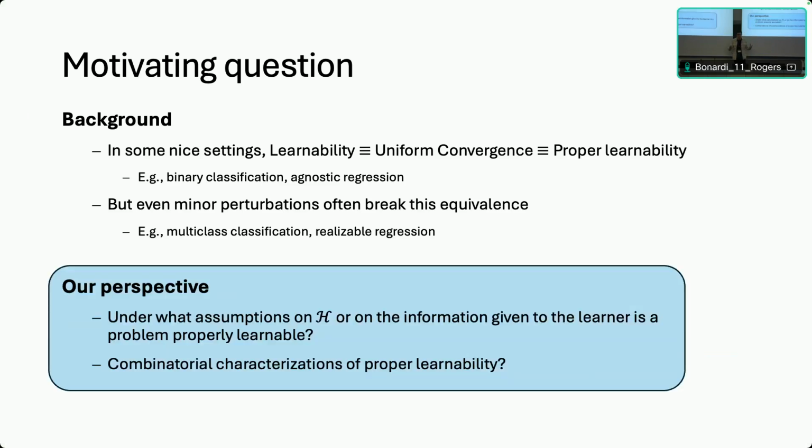So our perspective is, under what assumptions on H, or on the information that I give to the learner, is a problem properly learnable? And I think the best thing to really hope for is some kind of combinatorial characterization of proper learnability. So for example, for multi-class classification, can I get a properized DS dimension? That would be the dream. I'm going to be focusing on realizable supervised learning throughout. For now, I want you to think of just a very general, arbitrary loss function. Later on, I might need it to be bounded. I might need it to be a metric, but I'll make that clear whenever that comes up.